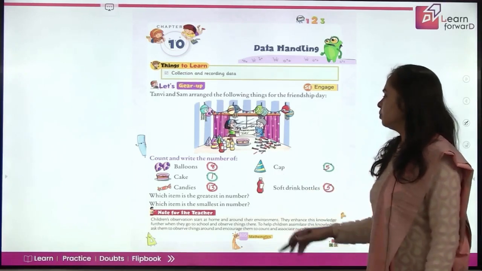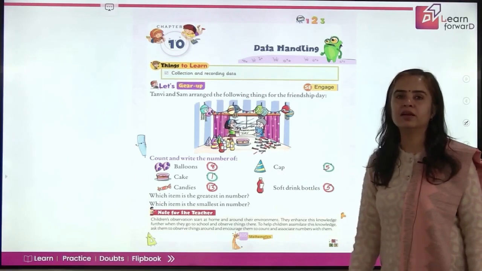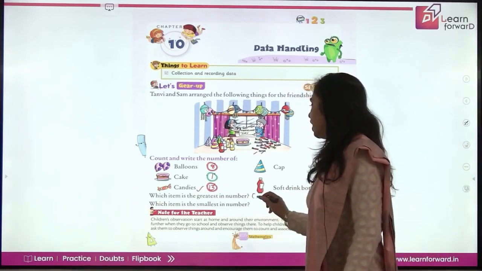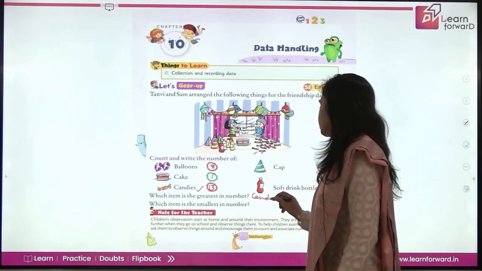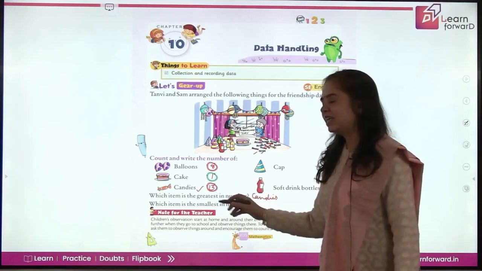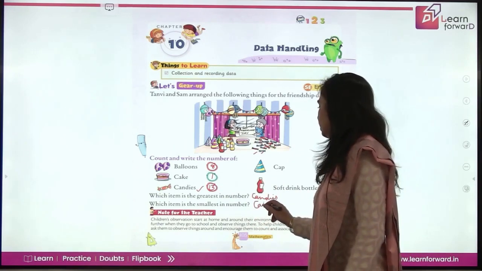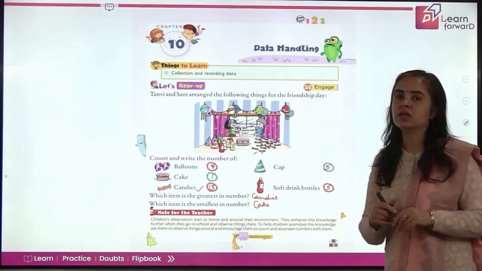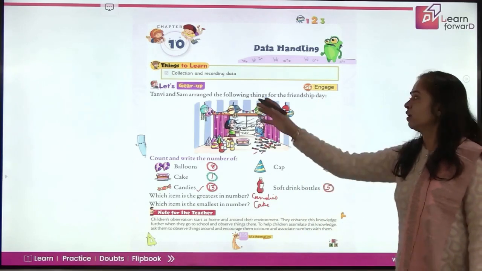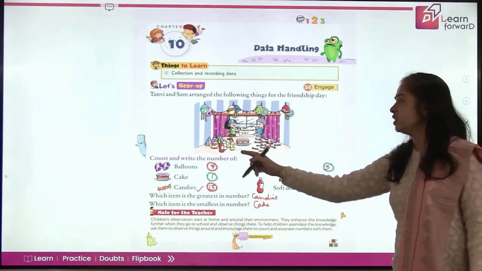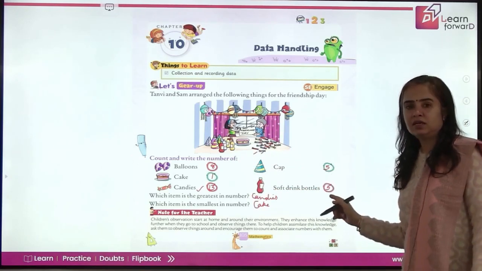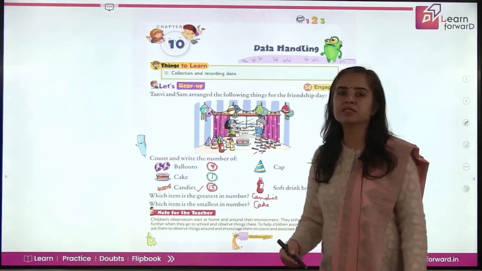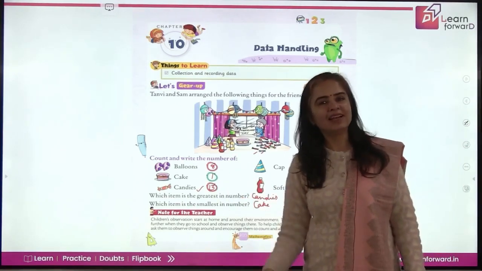Now, which item is the greatest in number here? Which is the biggest number? Yes, candies. And which item is smallest? That is the cake. There is just 1 cake, right? Smallest not in size, in number, children. So what we have done, whatever things were here, we have arranged them in the form of this table, and then out of it we are interpreting some results. This is what we do in data handling.